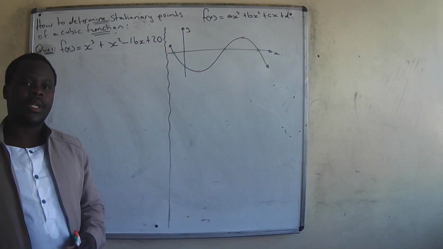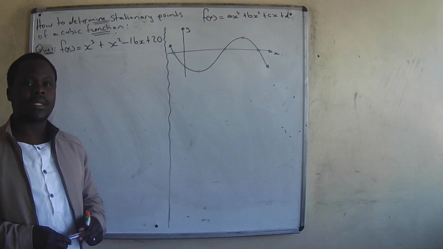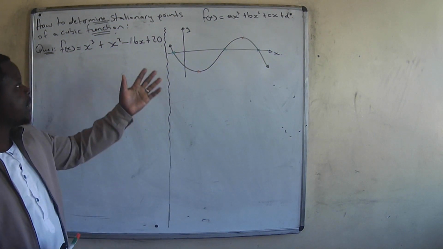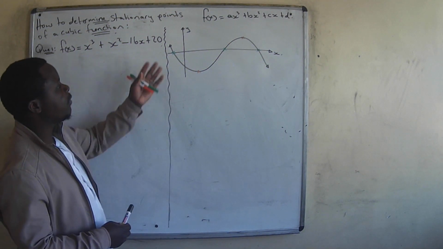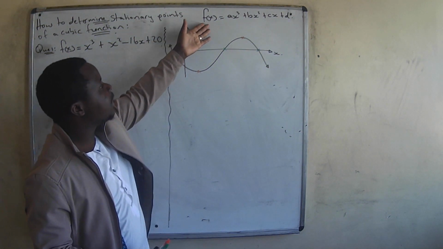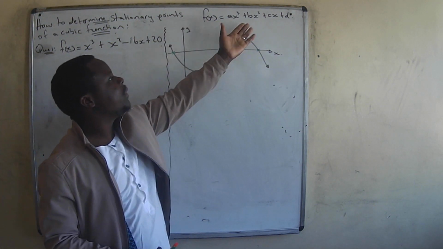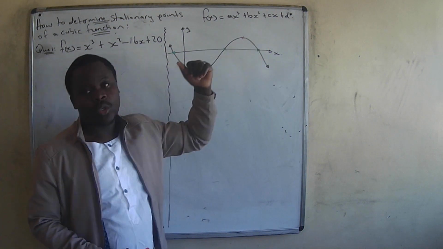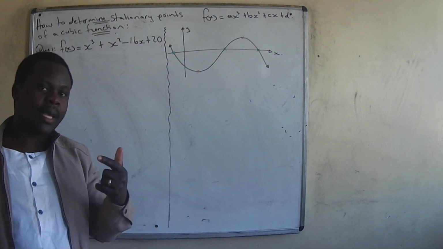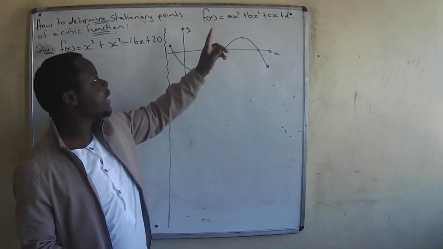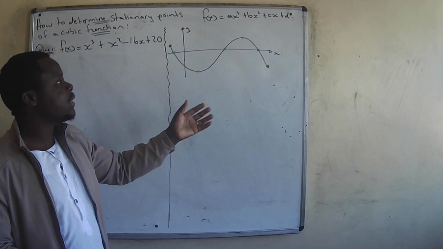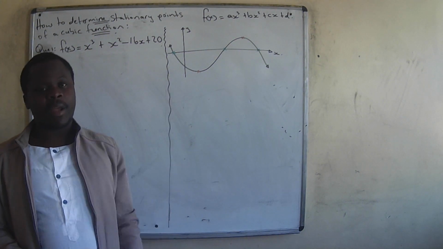So our focus today, like I said, is going to be on calculus, which is on cubic functions. As you can see here, I have just drawn a cubic function for you, which is f of x equals x cubed plus bx squared plus cx plus d. What we call a cubic function is a function in which the highest degree or the highest exponent of the function is 3.